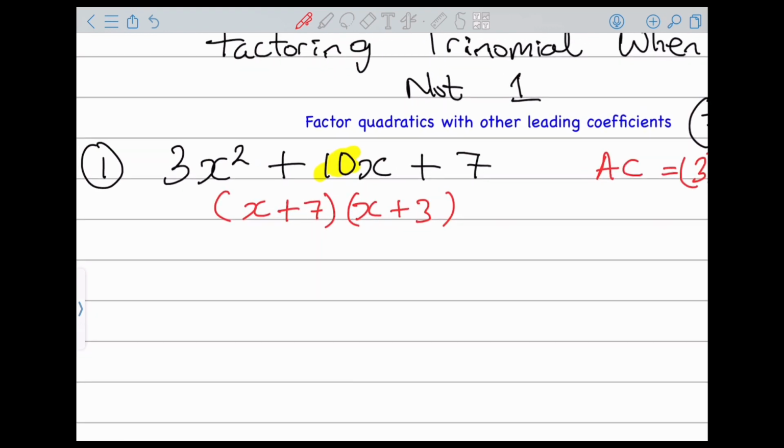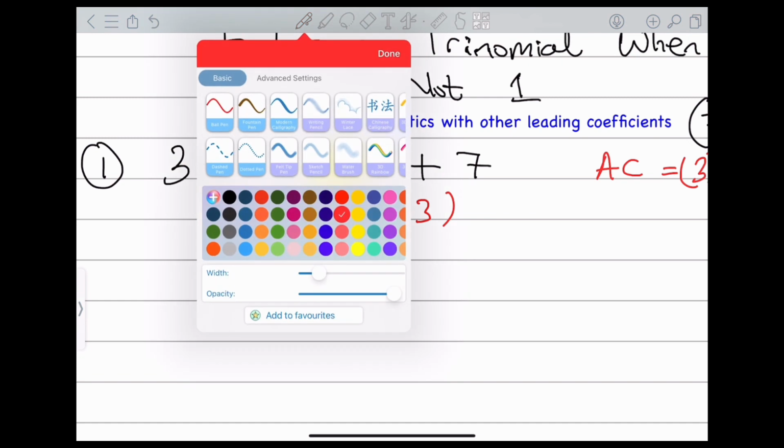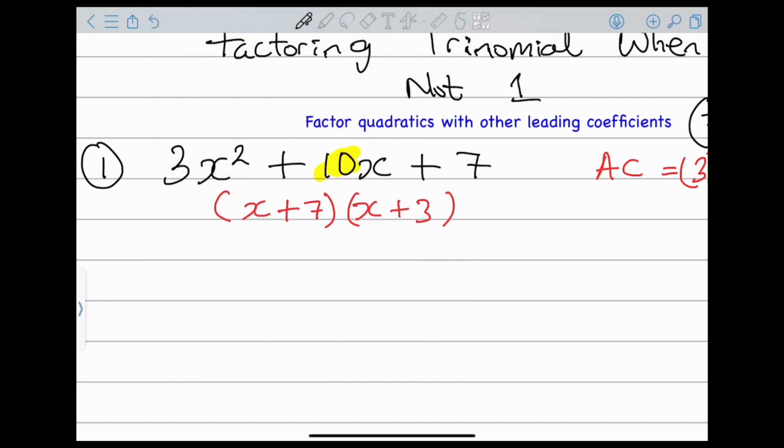Now we have to divide by your A. What is the A again? 3. So you divide each by 3. Oh, so you have to use your A again. I thought you were supposed to divide by the x. No, just your A. At this stage, you divide by your A.